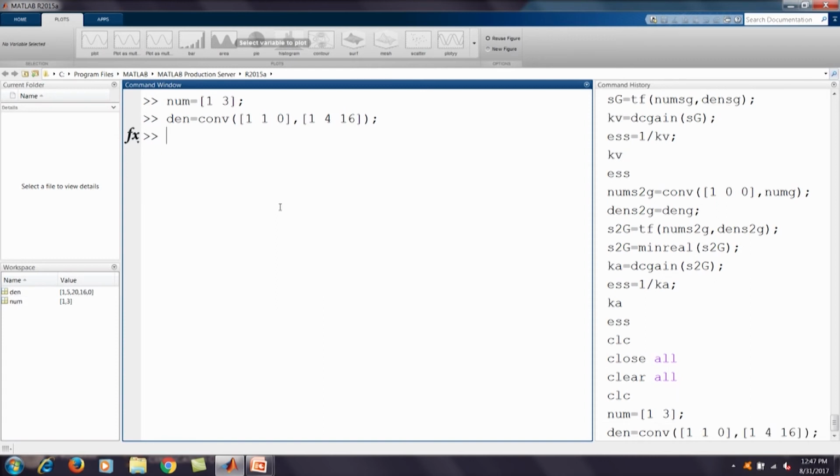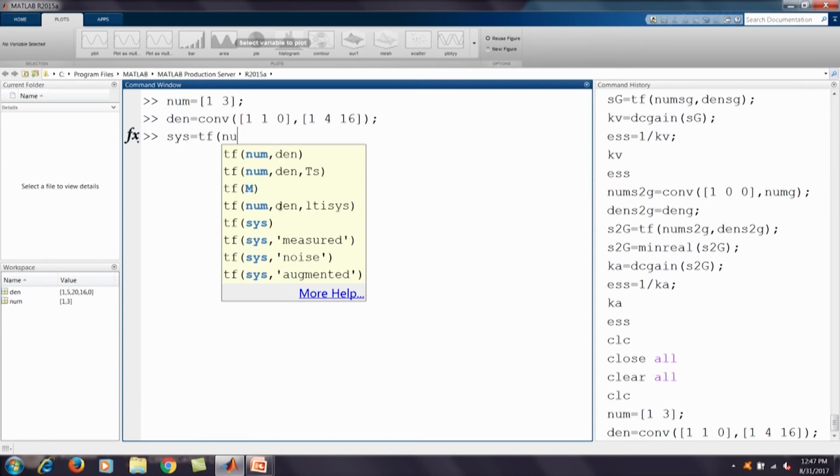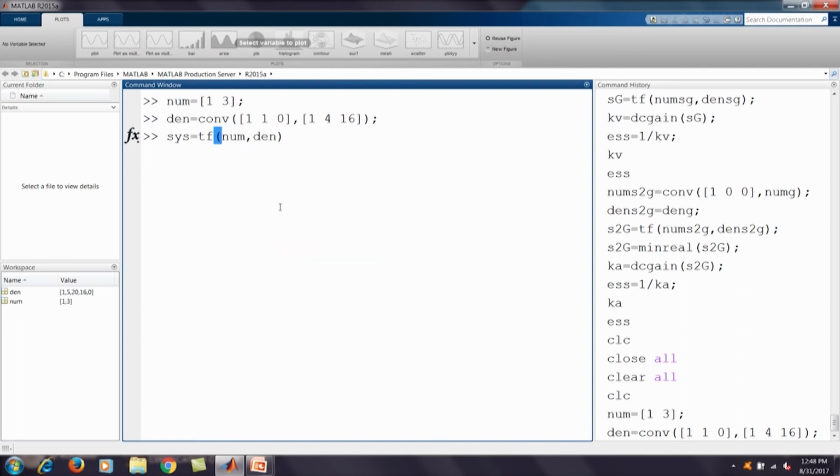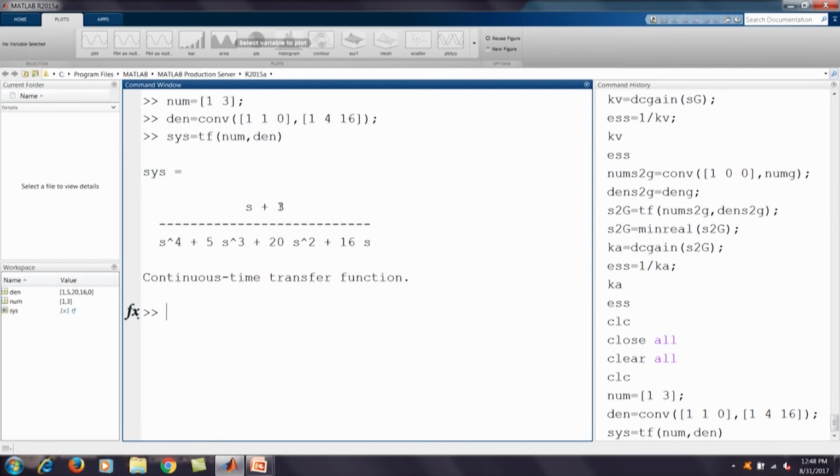So the s square coefficient is 1, then the s coefficient is 4, and then the constant term is 16. Now we can define the system equal to tf(num, den). So this is the transfer function we define, and we obtain (s+3) upon s⁴ + 5s³ + 20s² + 16s. This is the transfer function.